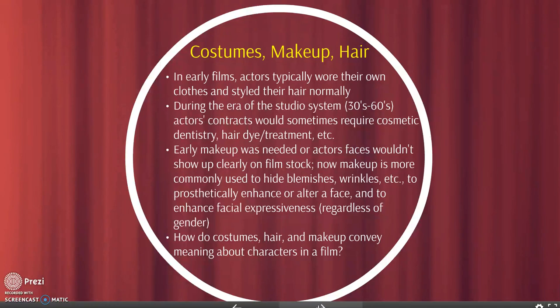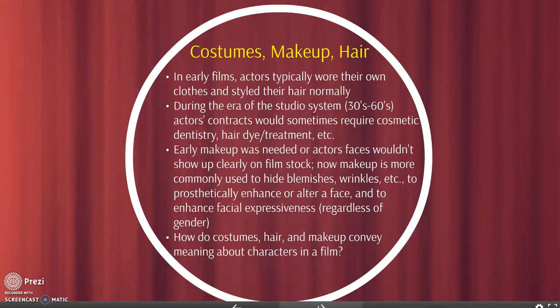So in early filmmaking, costumes and hairstylists weren't really a thing, but makeup has always been a part of filmmaking history. And then when we moved from early filmmaking into the studio system of the 1930s to the 1960s, you started getting art departments that were dedicated to styling the hair and the makeup of actors and also providing different wardrobes and costumes.